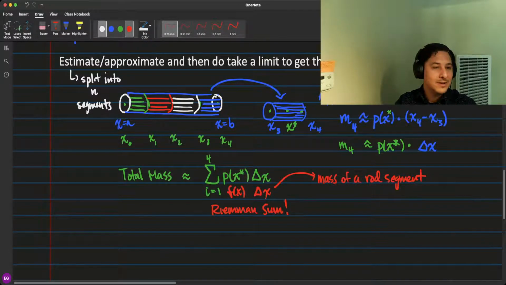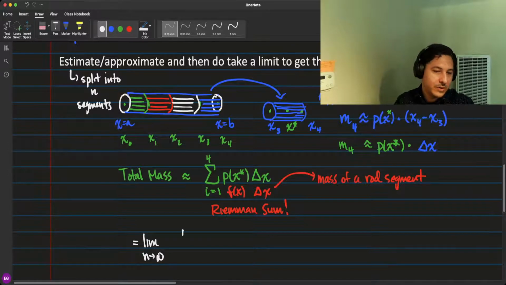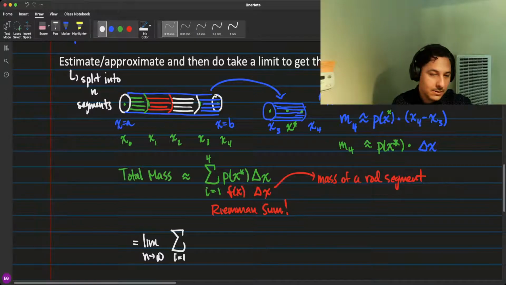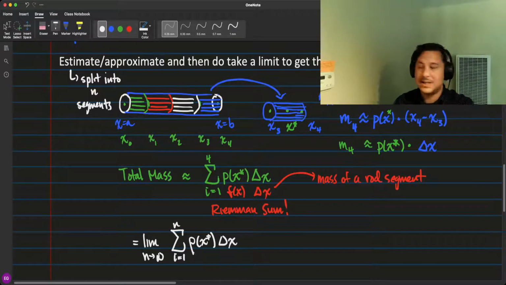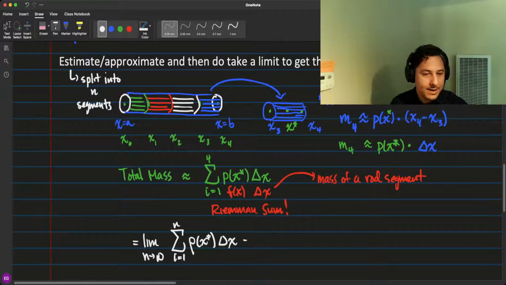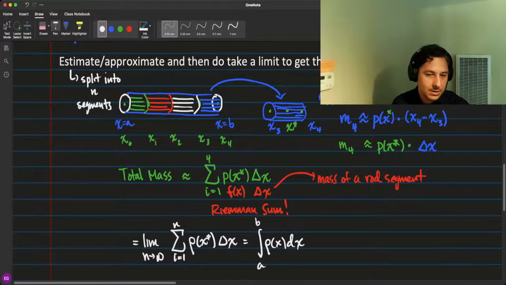We're like, okay, cool. The total mass is actually equal to the limit as n goes to infinity. In other words, we increase the number of little segments that we break the rod into, and we add together the masses for each of those little segments. How do you find the mass of each little segment? You multiply the density times the length of the segment. And then you realize that all that is integrating from a to b your density function. Boom.